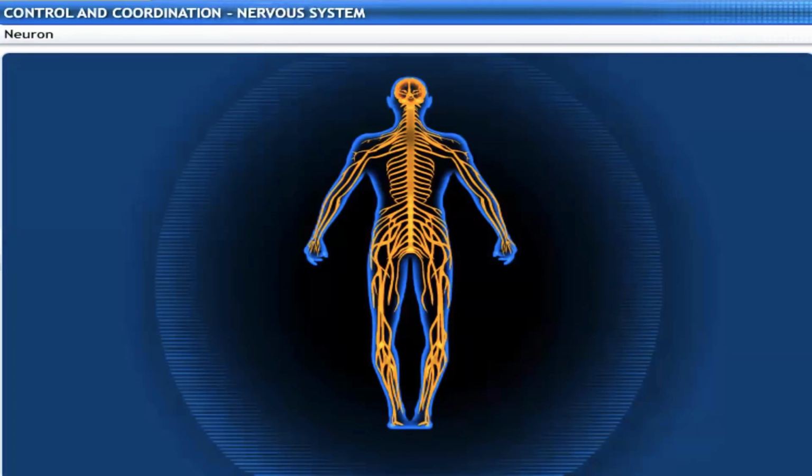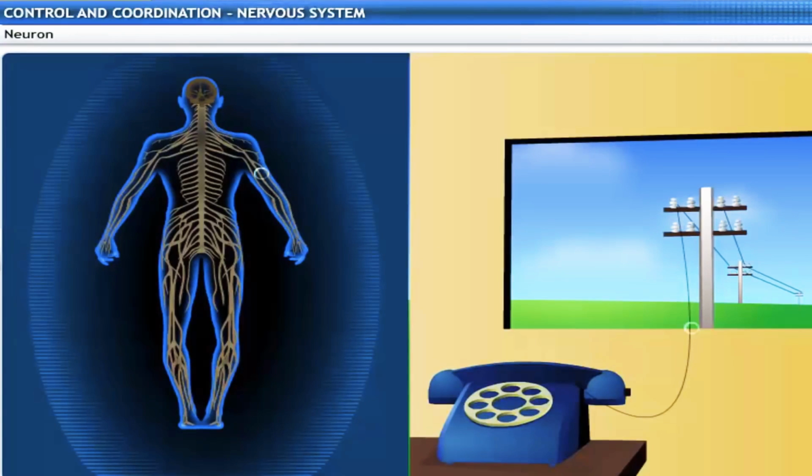Nerves are seen as thin threads that emerge from the brain and spinal cord and branch out to all parts of the body. Nerves carry messages back and forth, similar to telephone wires.